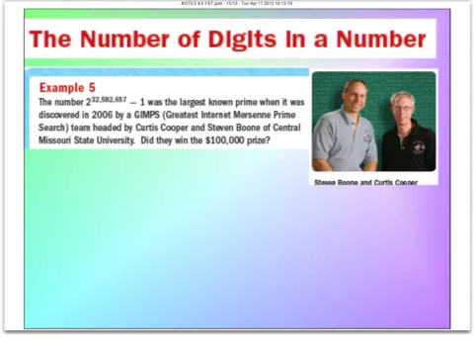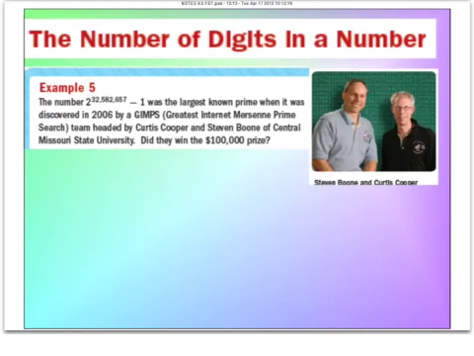This is the last slide we're going to look at, and I'll tell you it's my favorite problem in this section. And let me show you here. We have two fellows, Stephen Boone and Curtis Cooper. Back in 1999, there was a company called Electronic Frontier Foundation, and they were offering a $100,000 prize for the person to find a prime number with more than 10 million digits in it. So those are the digits, okay? These fellows actually won that prize.